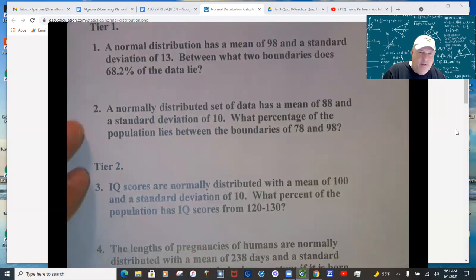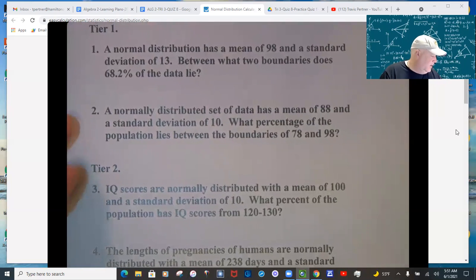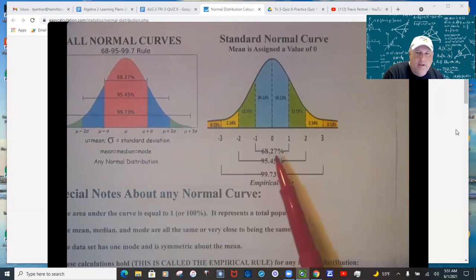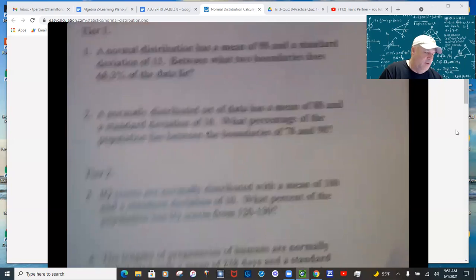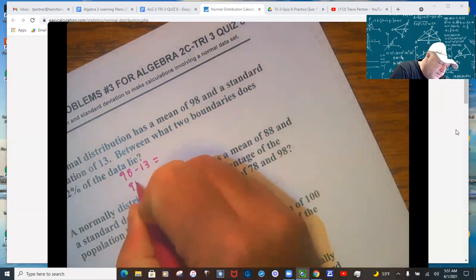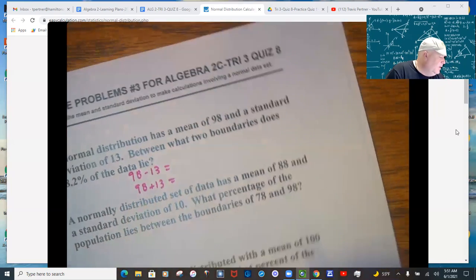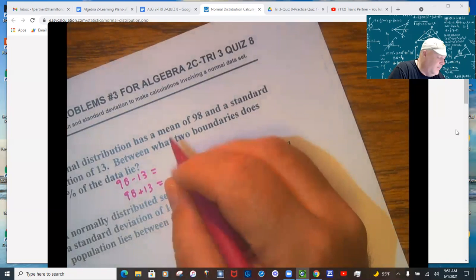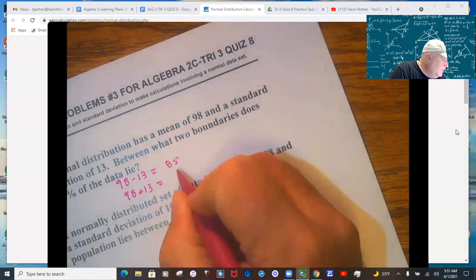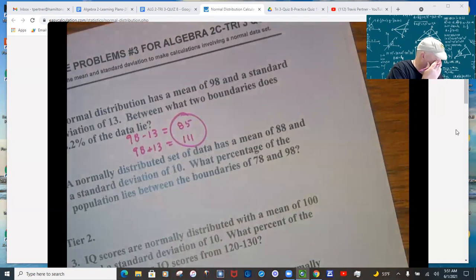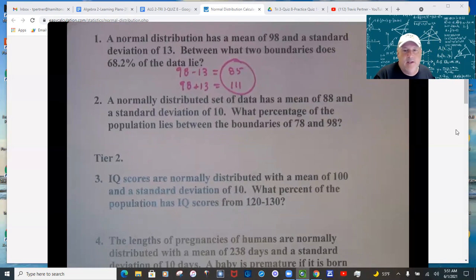So 68.2% of the data is 1 standard deviation away. You see that right here, it goes to 1 and -1. So it's a distance of 1 away. That's what you're going to do, is subtract it and add it once. If it was 95.45%, you would subtract it twice, if that was the percentage given. If it was 99.73%, then you would add and subtract it 3 times.